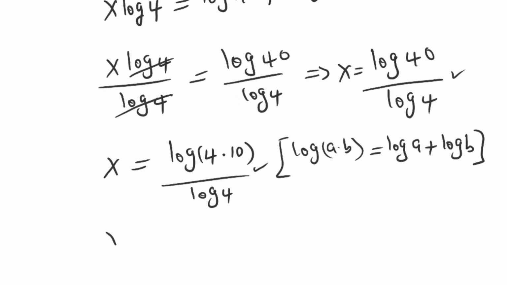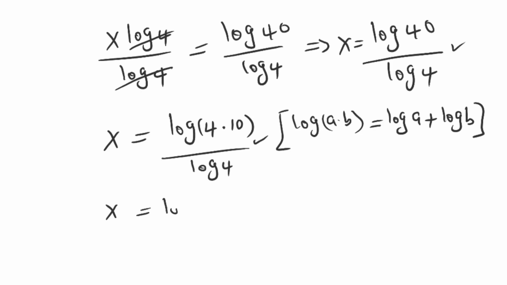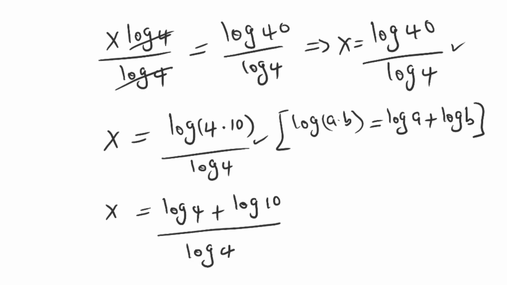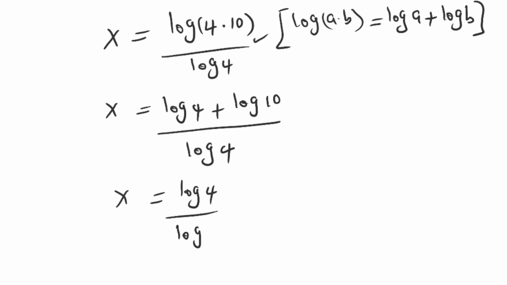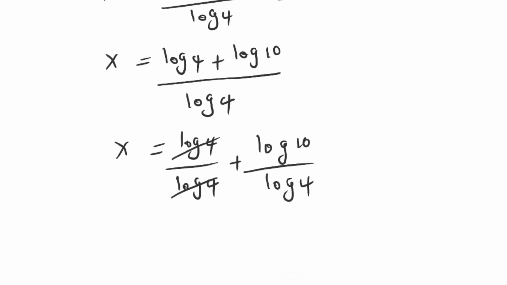Then this can be written as s is equal to log 4 plus log 10 over log 4. Then s is equal to log 4 over log 4 plus log 10 over log 4. This log 4 cancels this log 4. S is equal to 1 plus log 10 over log 4.